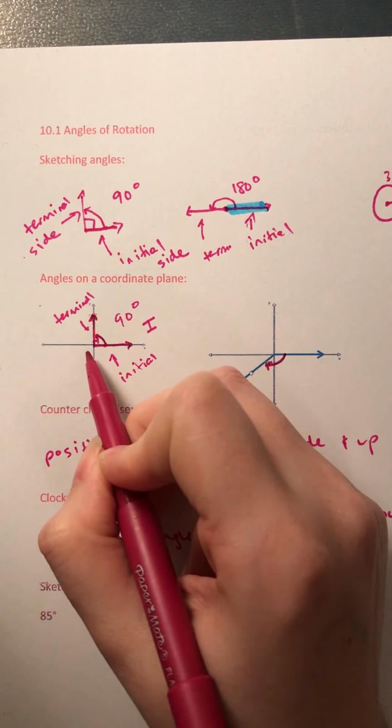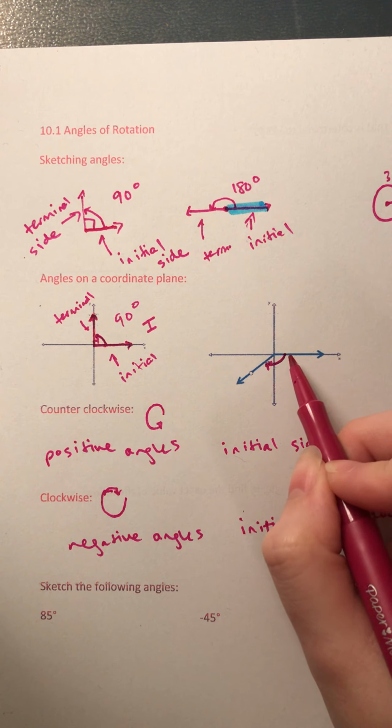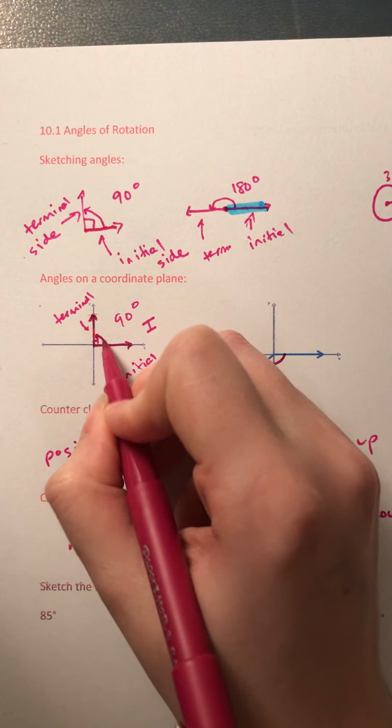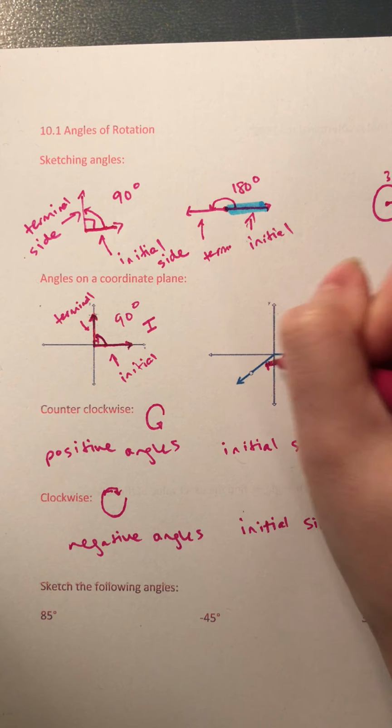So you start, usually, most of the time we'll start here on the x-axis, and we either go up or we start on the x-axis and we go down. And so this one we went up, so this is a positive 90 degrees. This one we're starting here and going down.